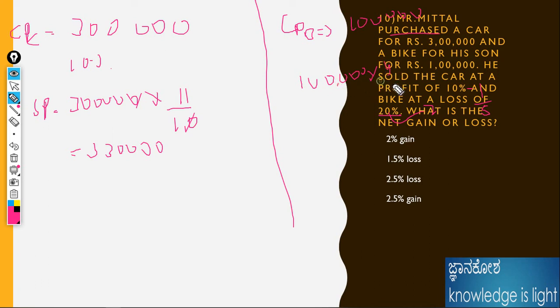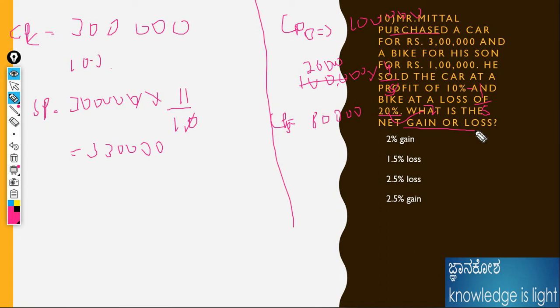4 by 5, that means what could be the thing? That means 5 should be converted to 20,000. 20,000 means there should be 20,000 into 4, that is 80,000, the cost price of the bike.